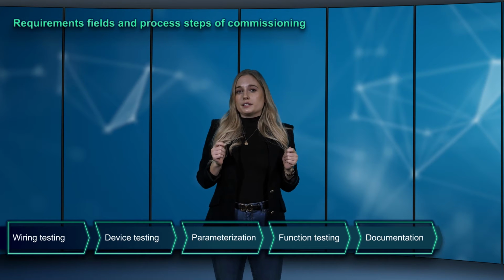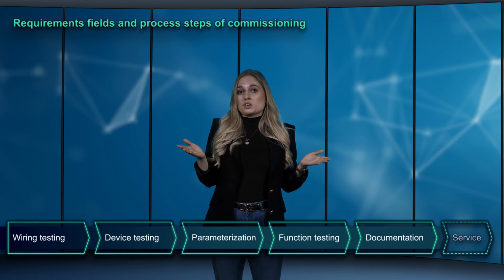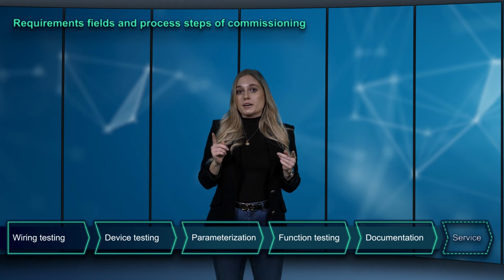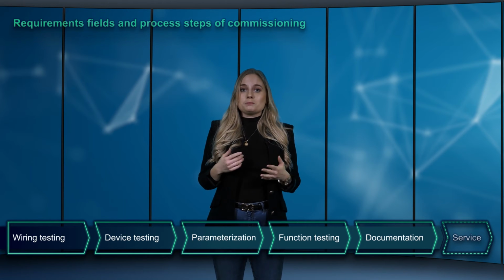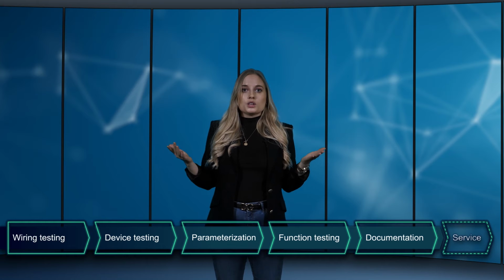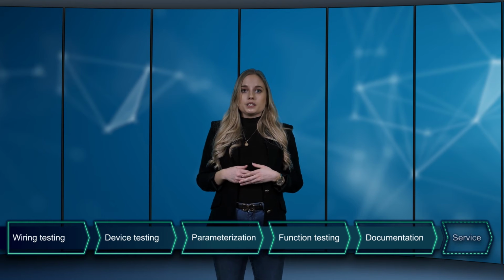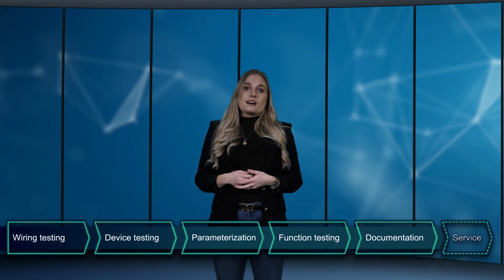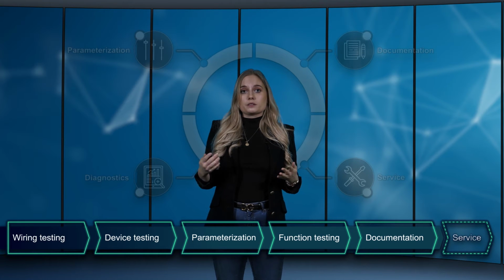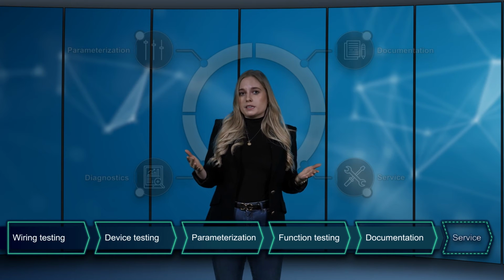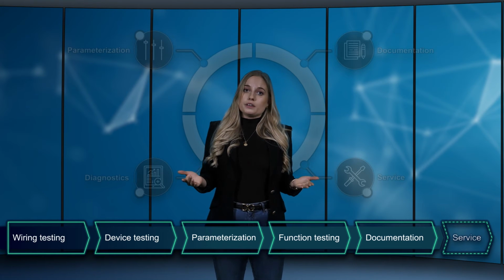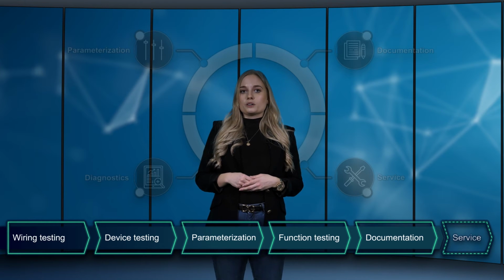We have also included the service step, which is not part of the commissioning process. But nevertheless, it's very important, as a commissioning tool might be needed for the step, for example, to do firmware updates or troubleshooting if an error occurred. Based on this process, we have identified 4 requirement fields, which have to be covered by the commissioning tool. In the next few minutes, I want to show you for each field one support function in powerconfig.